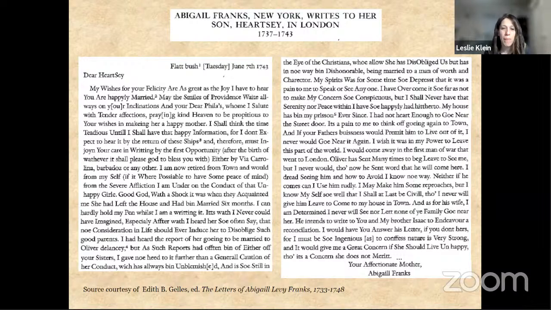"I can hardly hold my pen while I'm writing it. It was what I never could have imagined, especially after what I heard her so often to say, that no consideration in life should ever induce her to disoblige such good parents." Right? How could she do this?